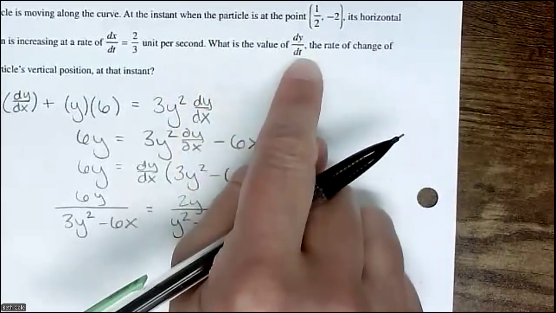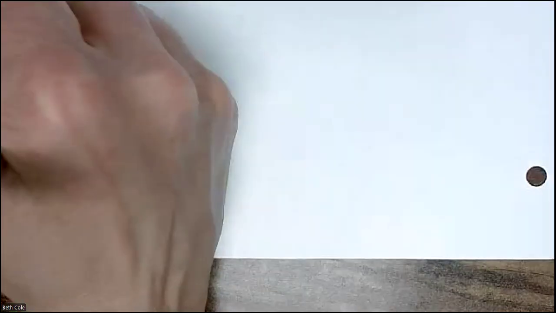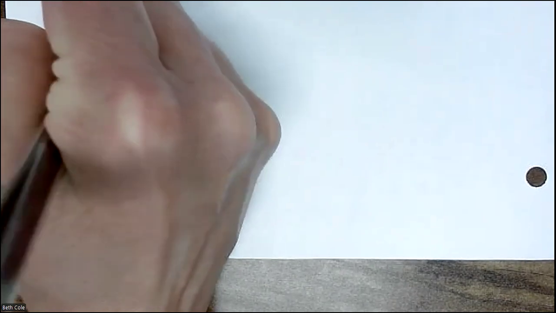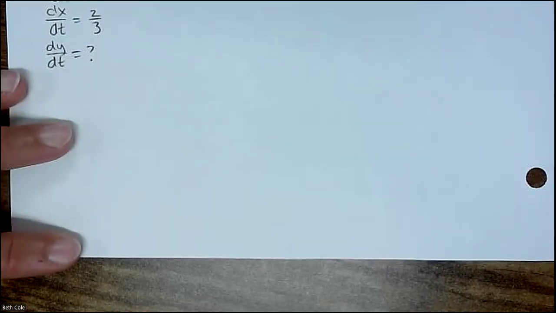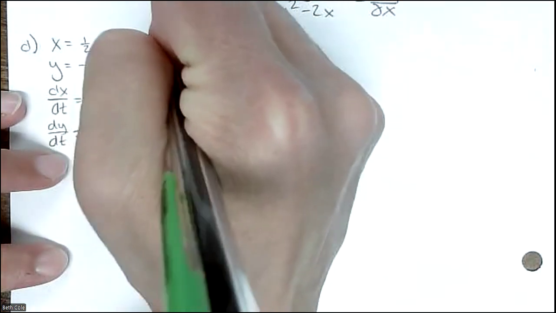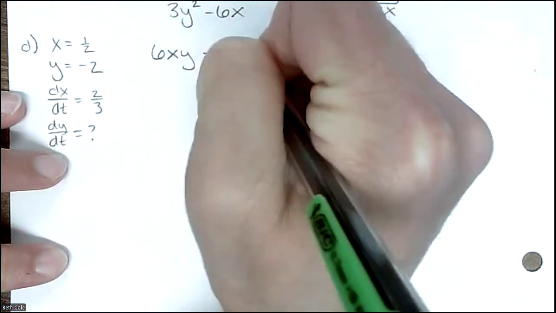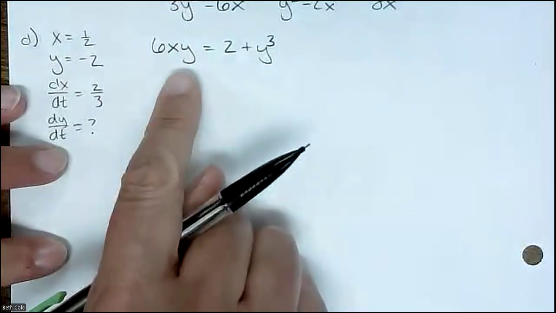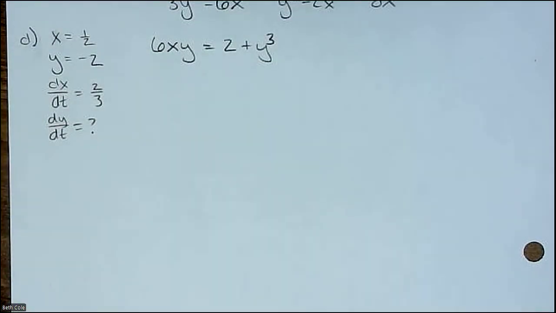What is the value of dy/dt? So that's going to be our question mark. So dy/dt is question mark when the particle is at that point. I'm going to recopy the equation just so I don't have to keep on moving the paper up and down. If you don't want to rewrite that, it's printed on the paper for you.